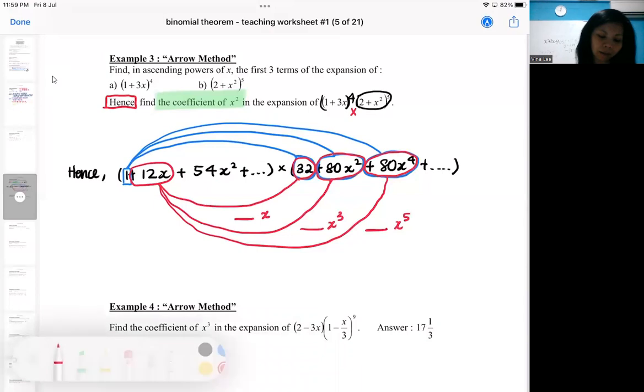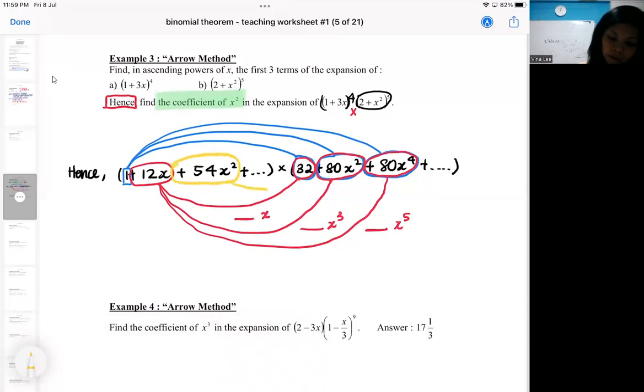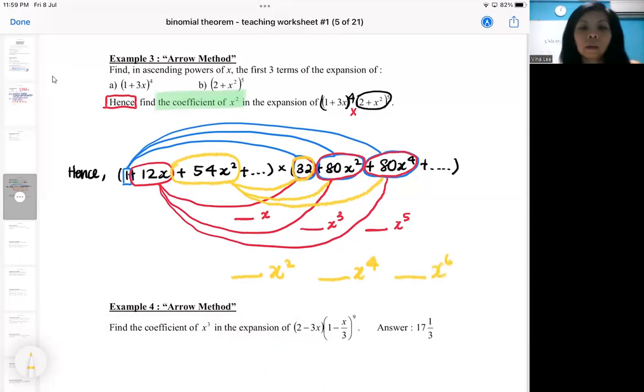I still have one last set of arrows. Just now I circled wrongly. The last one is the 54. If I multiply this, I will get something x squared. If I do it here, I'll get something x^4. If I do it here, I will get something x^6. So if I do out all my 9 arrows, I will get a lot of terms.